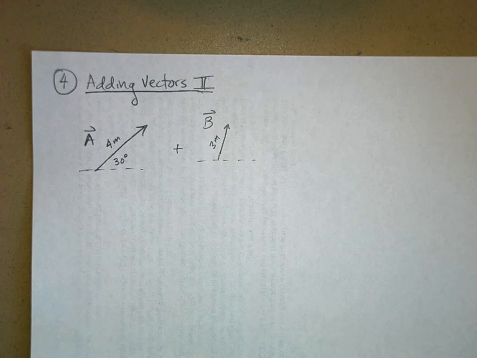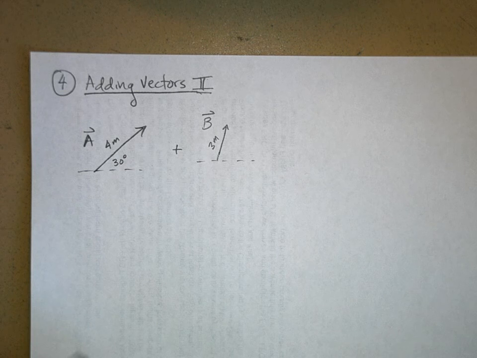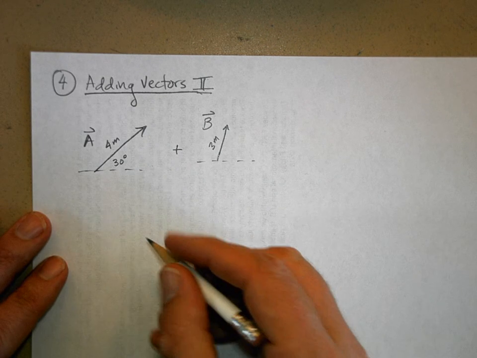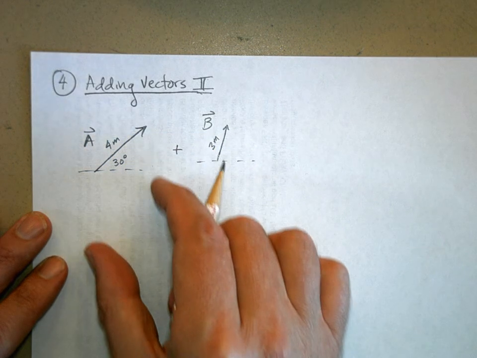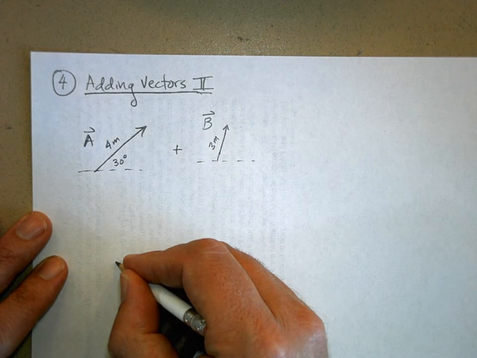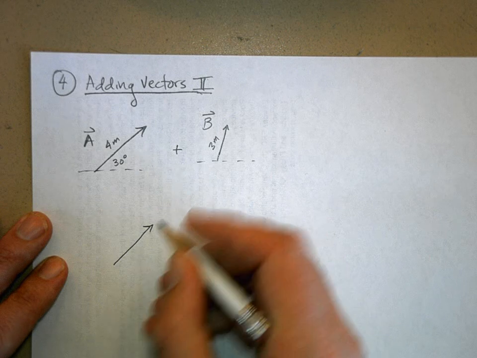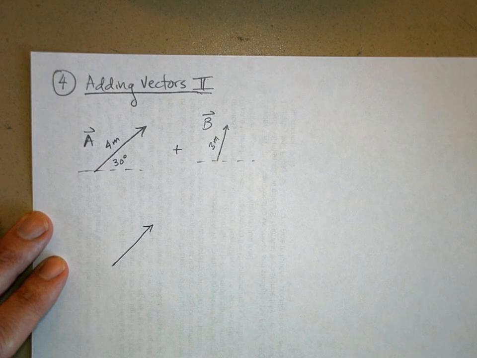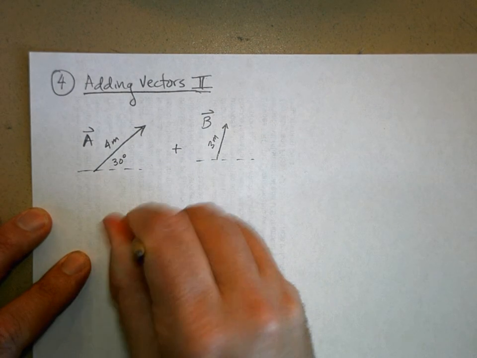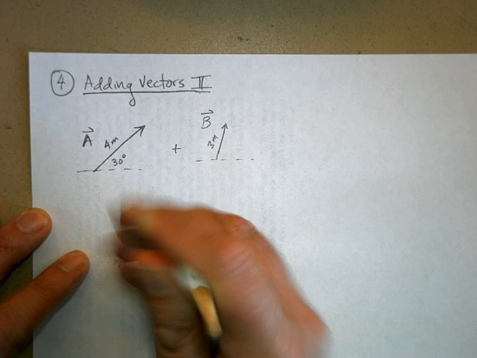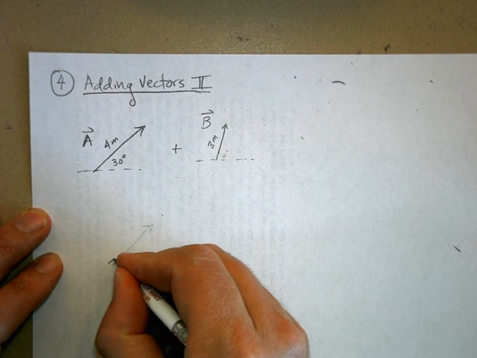So now I think it's easy to see that A and B, they're both at angles that aren't 90 degrees or aren't 0, or they aren't lined up with the x and y axis. So what do we do? Well, to add them graphically, we do exactly what we did before. We hook the vectors up head to tail. So I'm going to reproduce vector A right here as best I can. And there's vector A again. Well, you know what? Let's make it actually a little bit closer to 30 degrees.